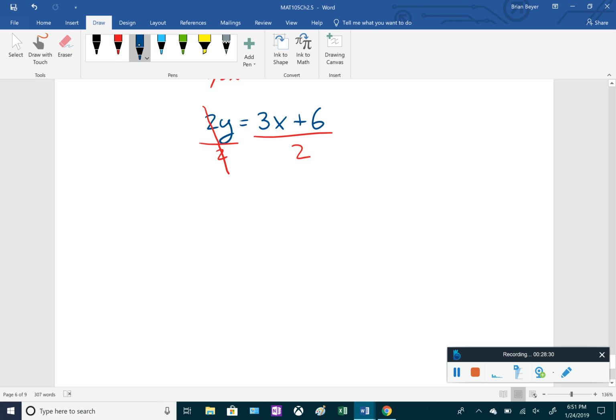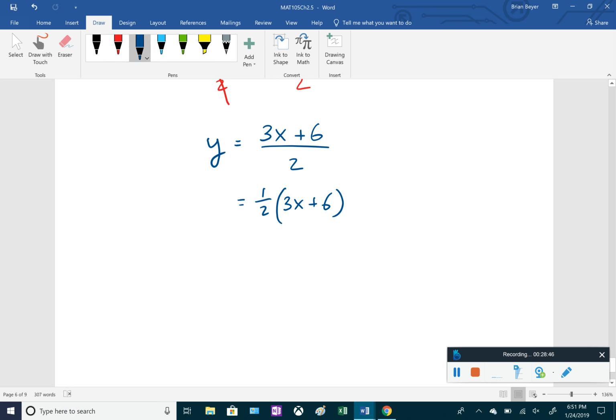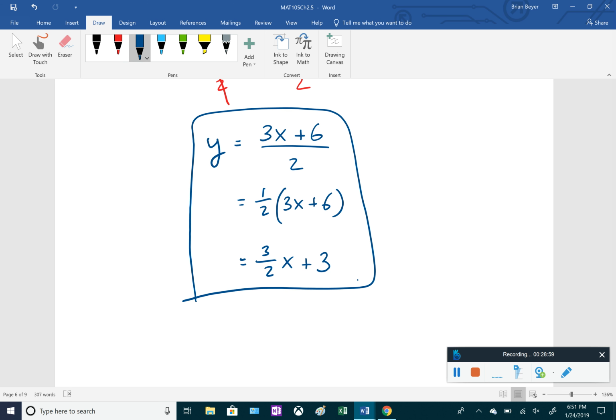Okay, so we're going to end up with y equals 3x plus 6 over 2. And I'm going to write this one a couple different ways again. This can also be written as 1/2 times 3x plus 6. Or we can distribute it and make it 3/2 x plus 6 over 2, which is 3. Okay, so once again, pretty similar to the one a couple examples ago. Those all mean the same exact thing. Okay, so that is it for this section.